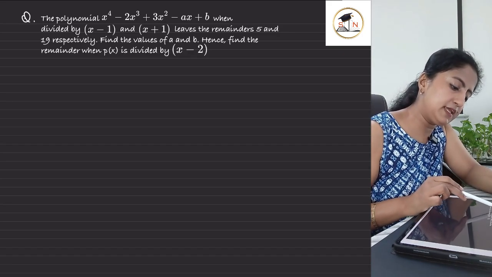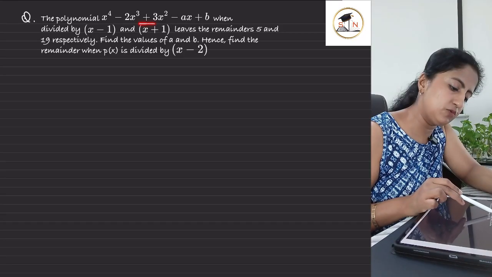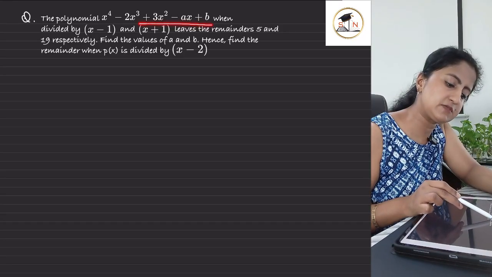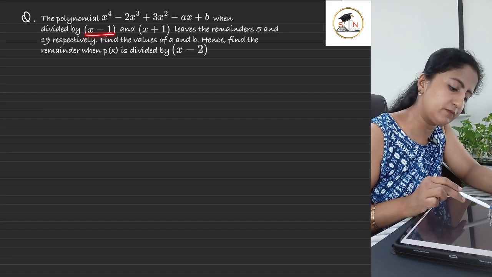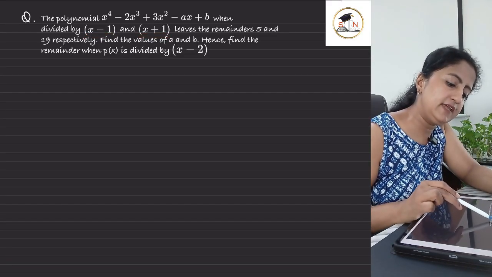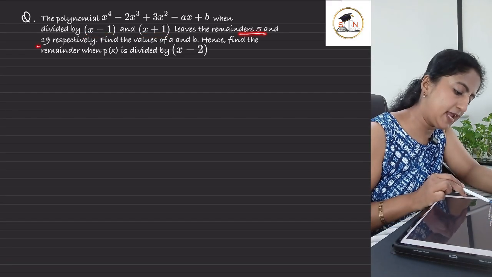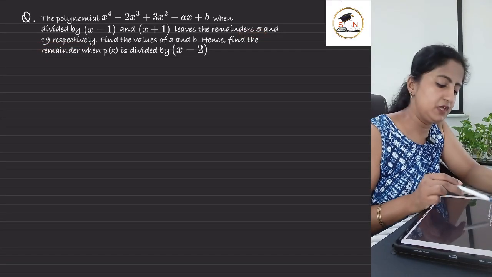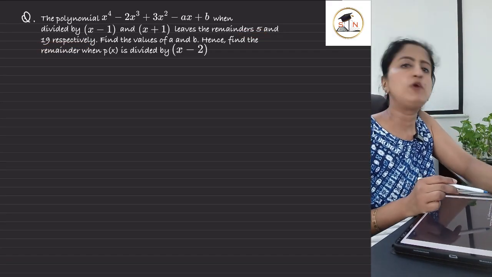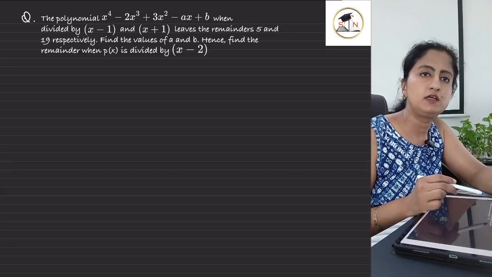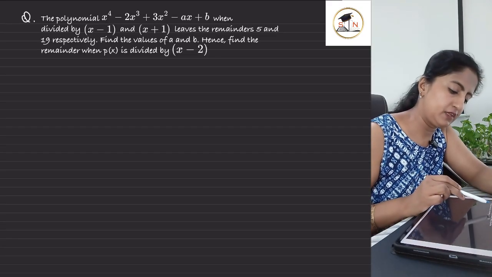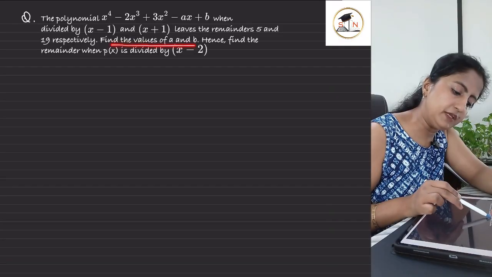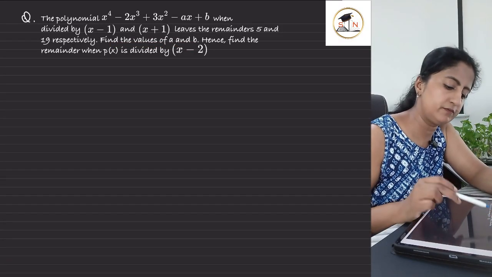The polynomial x to the power 4 minus 2x cubed plus 3x square minus ax plus b, when divided by x minus 1 and x plus 1, leaves the remainders 5 and 19 respectively. So what we have? We have only one polynomial in this question, but two different factors and two different remainders. Find the values of a and b. This is the first part of the question.